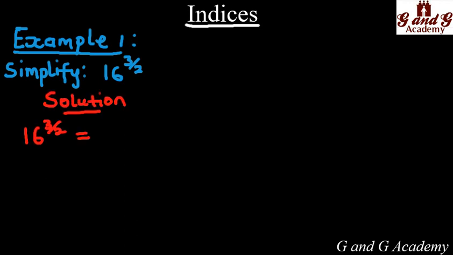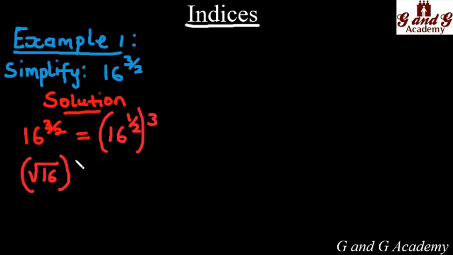Okay, and the first thing that you will want to do is to rewrite the question, and in writing it, remember one of the laws says that you can as well write this as 16 raised to power 1 over 2, bracket, raised to power 3. That is, you have brought out the 3, and this 16 raised to power 1 over 2 simply means the square root of 16, bracket, 3.